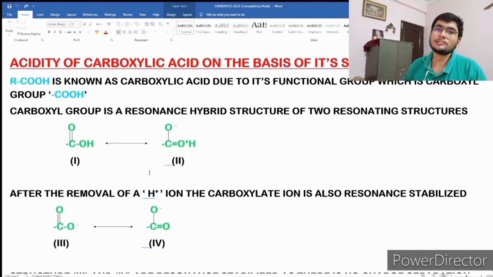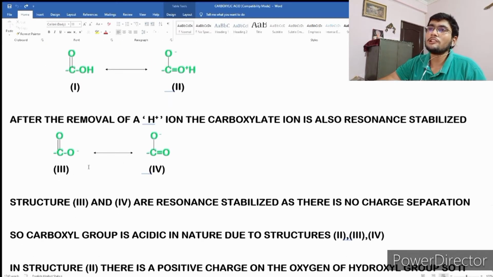Now if we talk about the structure of the conjugate base, because any acid means the removal of H plus, and we want to check the acidity of carboxylic acid, which means whether carboxylic acid is a strong acid or weak acid, we need to check the conjugate base, as I have told you. So now let us check the conjugate base. So this is the conjugate base.